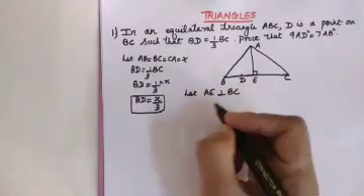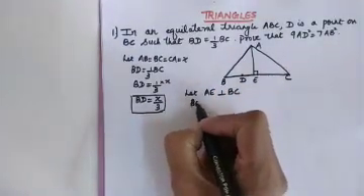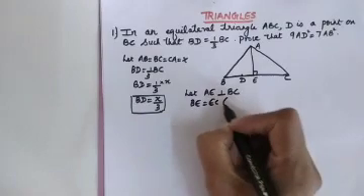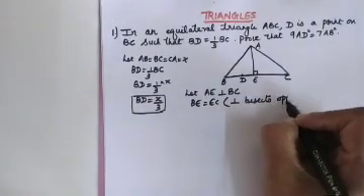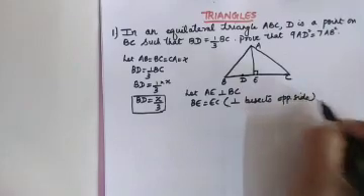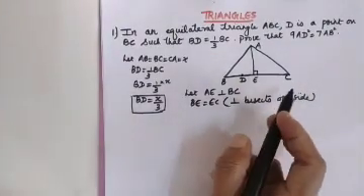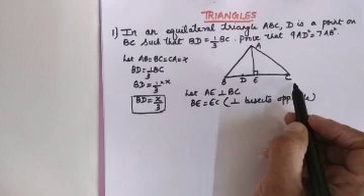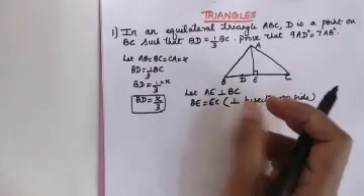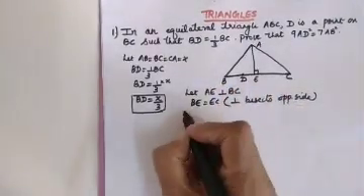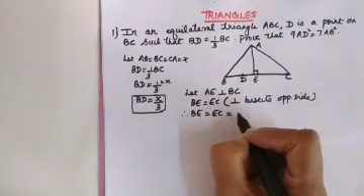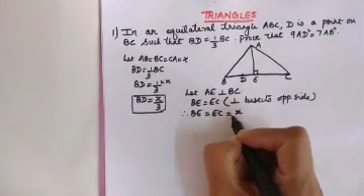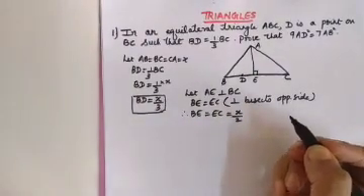So here BE is equal to EC because the perpendicular bisects the opposite side. So BE is equal to EC. Full length is X, so each will be half of X because it is divided into two parts. Therefore BE is equal to EC, equal to half of X, that is X by 2.